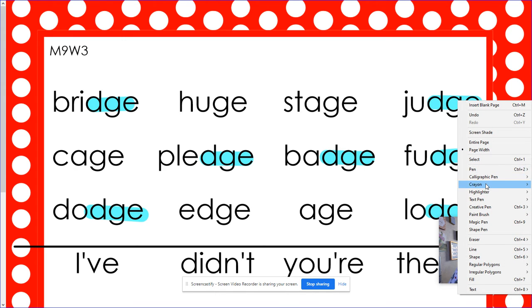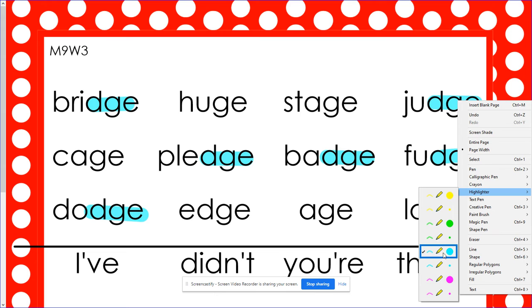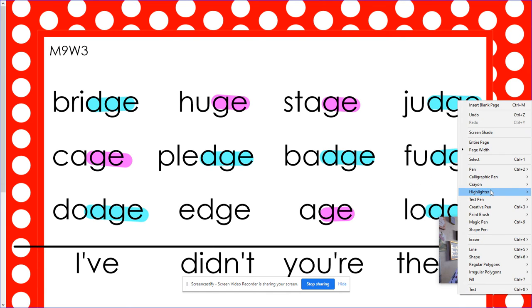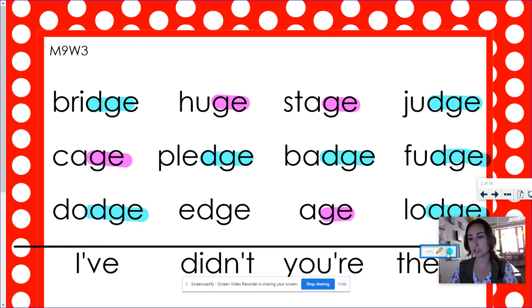The other words make a similar sound, but instead we just have G-E: huge, stage, cage, age. And I just saw the D-G-E that I missed, edge. Make sure that one's blue.